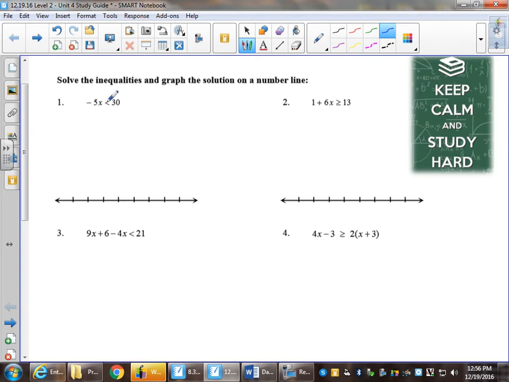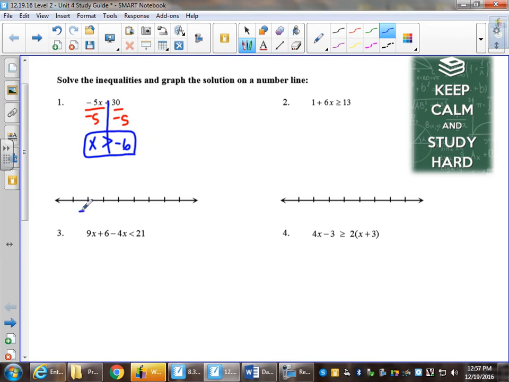Number one, we're going to always be drawing lines down inequality signs. This says -5 times x, so I will divide both sides by -5. When we divide by a negative, the inequality sign changes direction. So x is greater than -6.